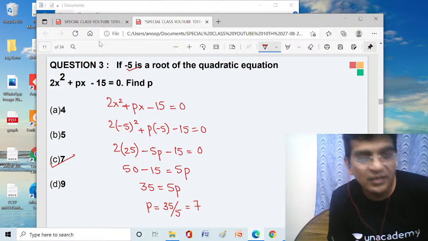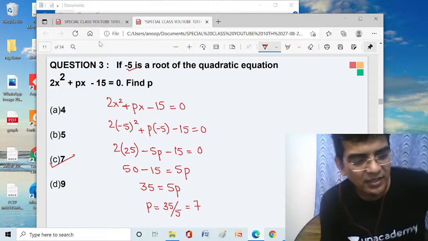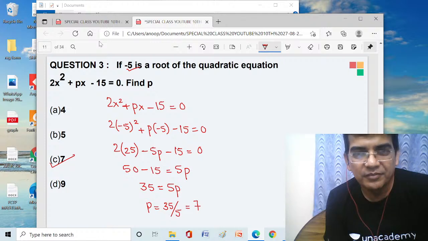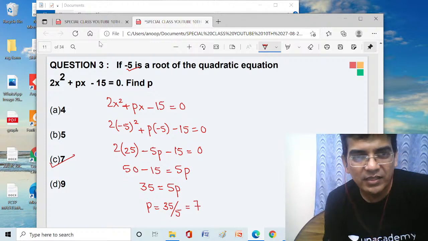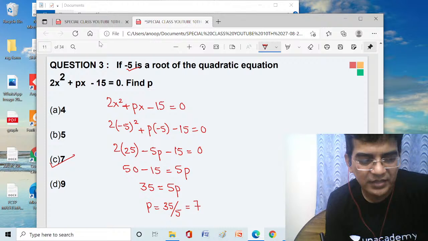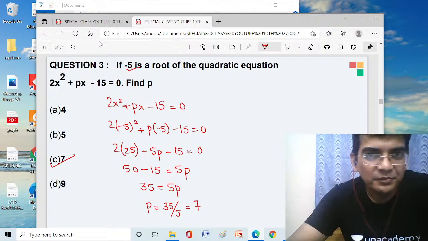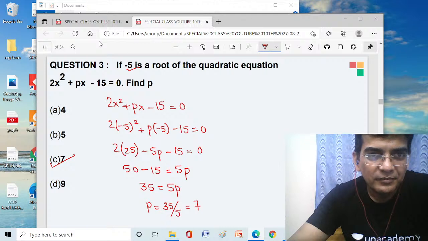Is this clear? Minus 5 was given as the root of the equation. So as minus 5 is the root of the equation, you can say that minus 5 will satisfy this equation. So what we have done in this equation is substitute the value for x as minus 5, and we have solved the equation. So we are getting p is equal to 7. So this is clear to you now. So moving to the next question.